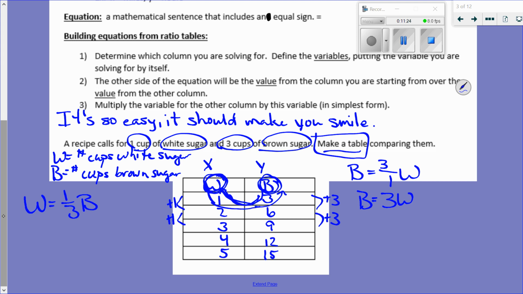Because now, what if I ask you, how many cups of brown sugar can I get if I have 20 cups of white sugar? Do I have to extend this table all the way to 20 cups of white sugar? No. I can put 20 in for W. 3 times 20 is 60. Make sense?